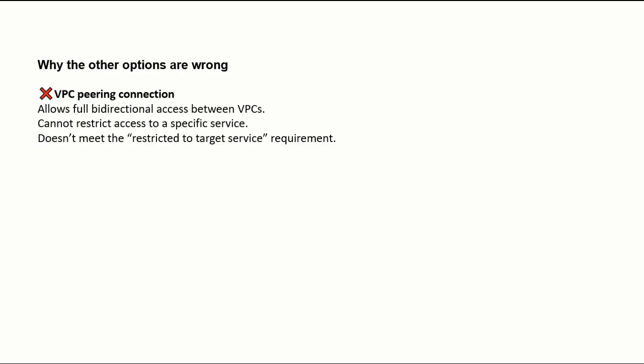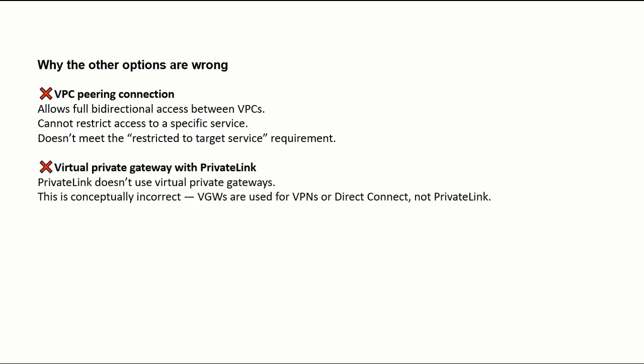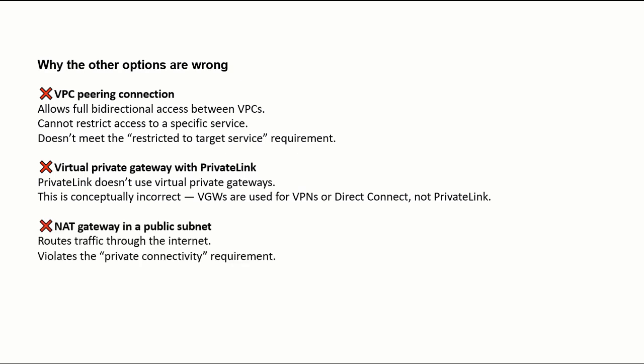Now let's see why the other options are incorrect. A VPC peering connection allows full bidirectional access between VPCs, so it cannot restrict access to the specific service and doesn't meet the requirement. A virtual private gateway with PrivateLink: PrivateLink doesn't use a virtual private gateway, so this is conceptually incorrect. A NAT gateway in a public subnet routes traffic through the internet, so it violates the private connectivity requirement. So these three options are incorrect, and you got the reason for that.